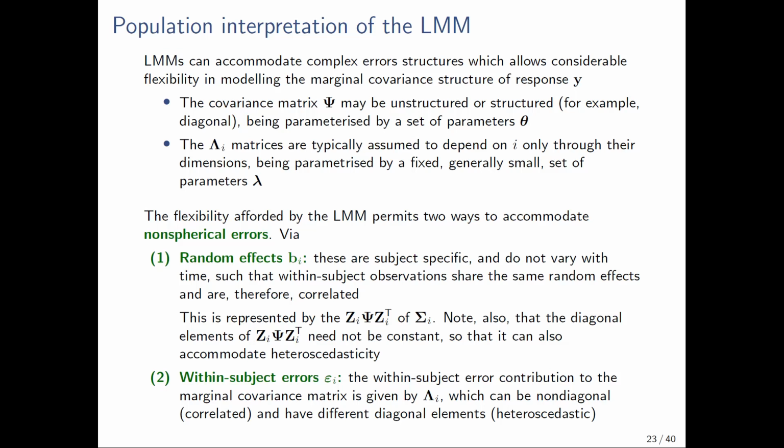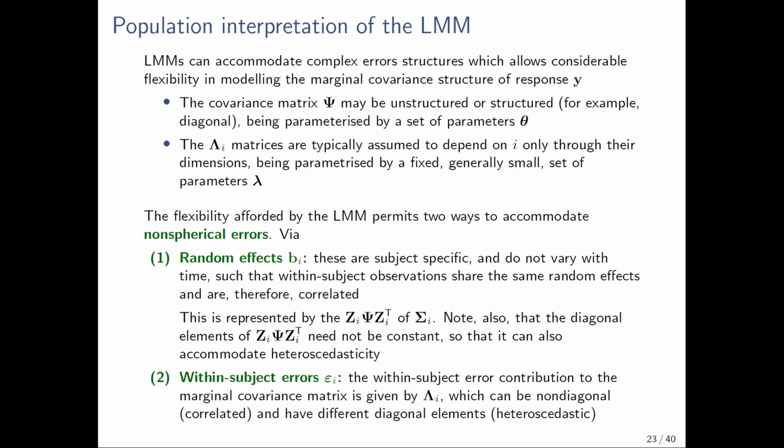This flexibility in the population interpretation gives two ways to accommodate non-spherical errors. First, via the random effects themselves. Since the b_i are subject-specific and do not vary with time, within-subject observations share the same random effects and are therefore by construction correlated. Correlation is just generated in that simple way through the random effects, and this is represented by the Z_i Psi Z_i transpose part of Sigma_i. Note also that the diagonal elements of that matrix need not be constant, so it can accommodate heteroscedasticity as well.